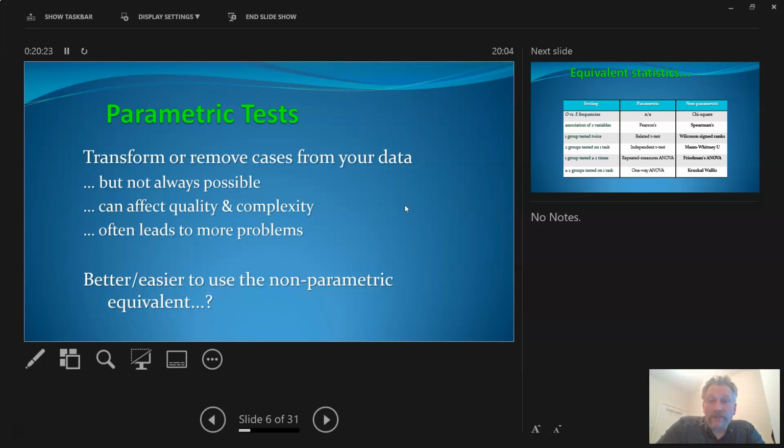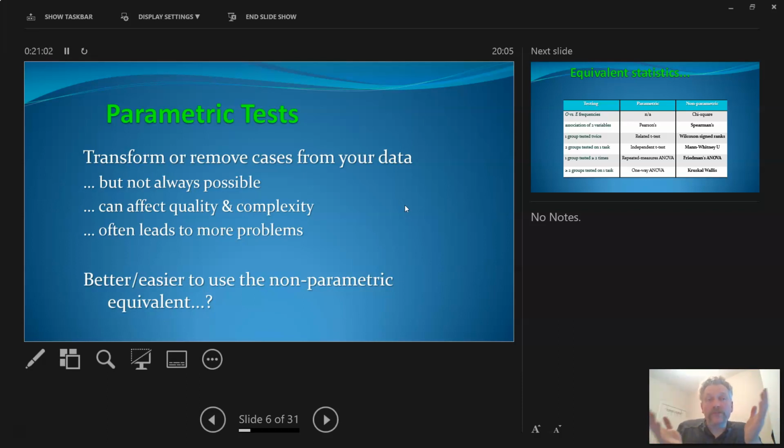Maybe instead you could do some sort of transformation where you change that person's score so that it still becomes the highest value in your data. But some people might argue you're not really giving a fair representation here. You're changing people's scores that they have genuinely obtained just to fit in with the vagaries of a particular statistical approach. And are you affecting the quality or the complexity of the data by changing it in that format?